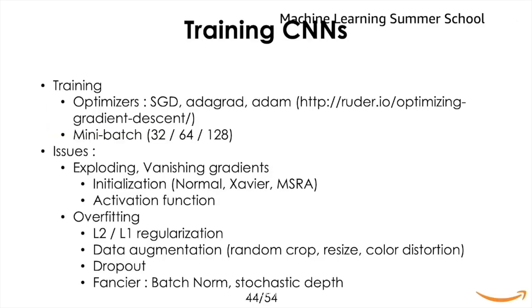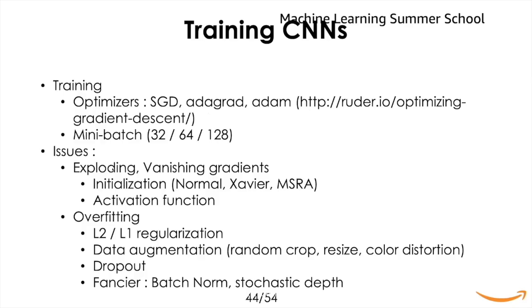Some other things to keep in mind while training CNNs is you need to choose the right optimizers. Stochastic gradient descent is one thing you know. There are also other optimizers like ADAM and ADAGRAD. You need to set the right mini batch size. These are some things that come by experience, which is the best optimizer, which is the right mini batch size to use for your particular problem.